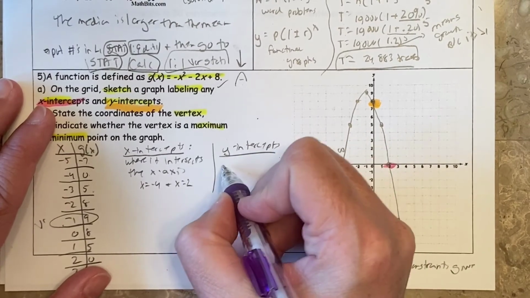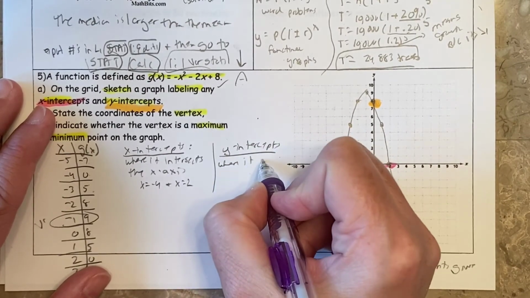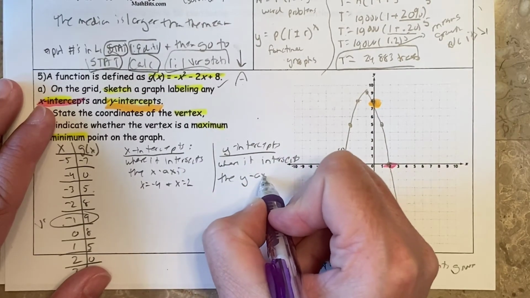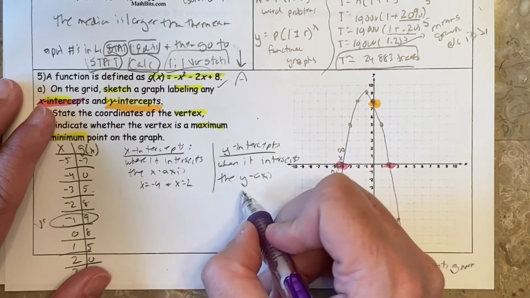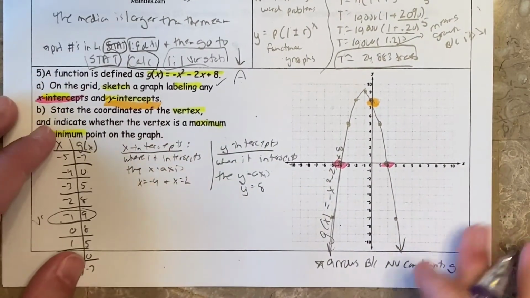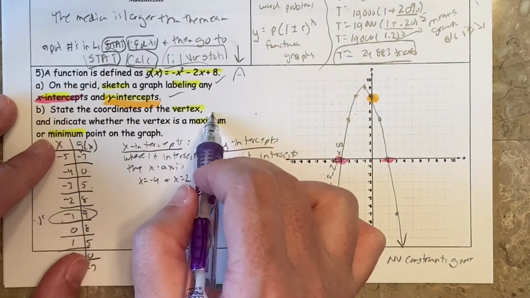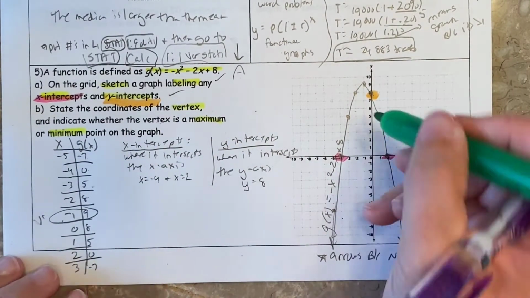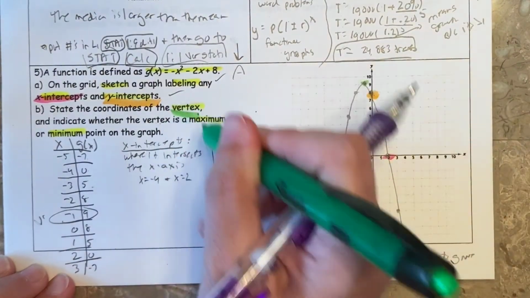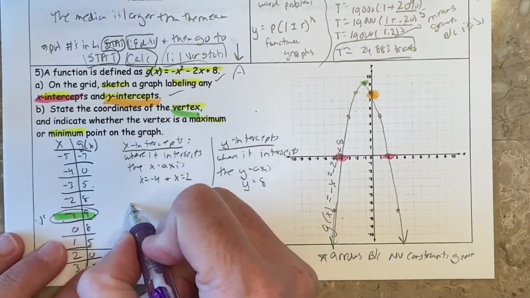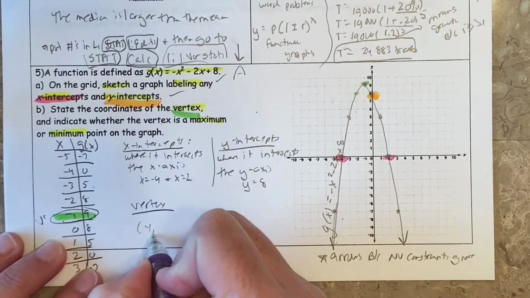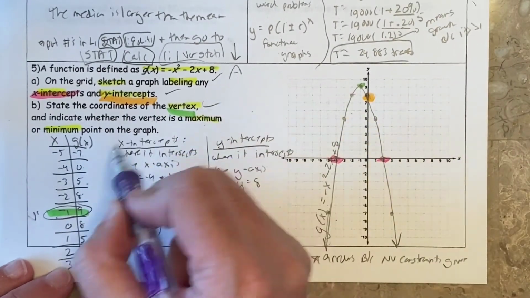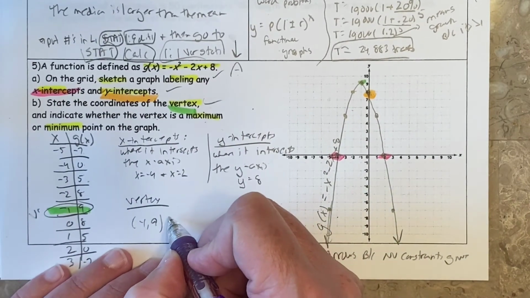Then we're going to have our y-intercept. A lot of vocabulary on this. That's where it intersects the y-axis, and that's at y equals 8. Okay, so we did this, we did this. So state the coordinates of the vertex. Let's get another color for that. This is going to be my vertex right here. So the vertex is negative 1, 9. It's that middle number. And this is going to be a max or a min. So we're going to say that it is a maximum.